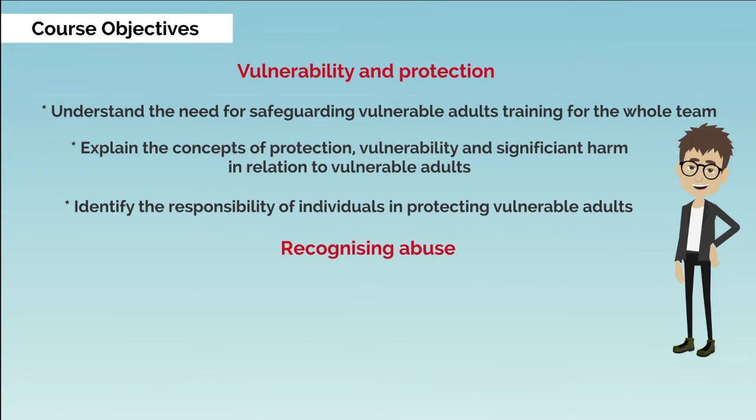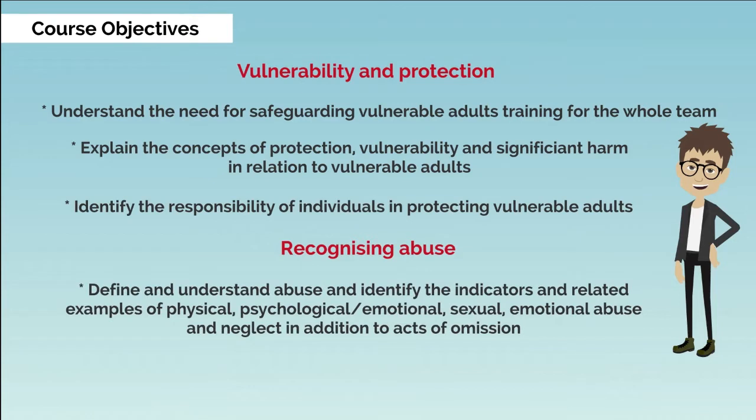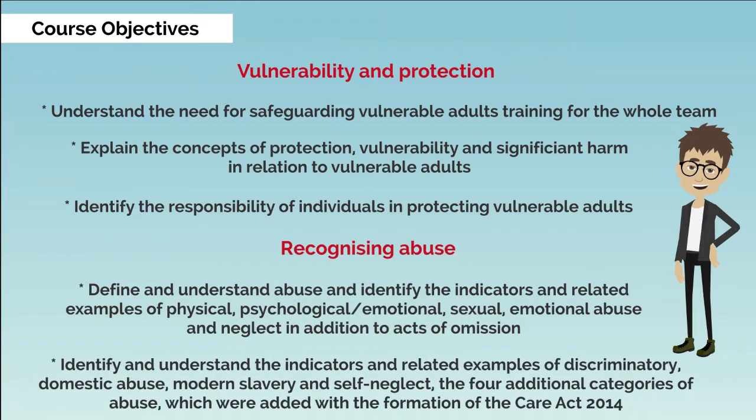Recognizing abuse. Define and understand abuse and identify the indicators and related examples of physical, psychological, emotional, sexual abuse and neglect, in addition to acts of omission. Identify and understand the indicators and related examples of discriminatory, domestic abuse, modern slavery and self-neglect, the 4 additional categories of abuse which were added with the formation of the Care Act 2014.